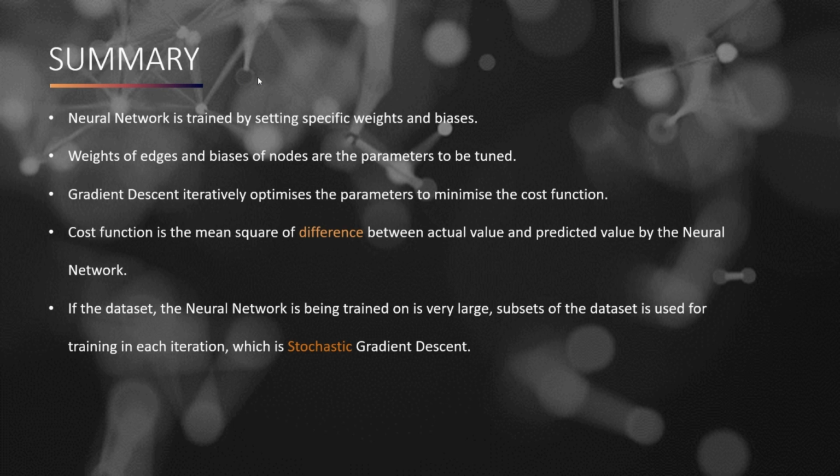Cost function is the mean square of the difference between the actual value and the prediction value by the neural network. If the dataset the neural network is being trained on is very large, a subset of the dataset is selected randomly for training in each iteration, which is stochastic gradient descent.